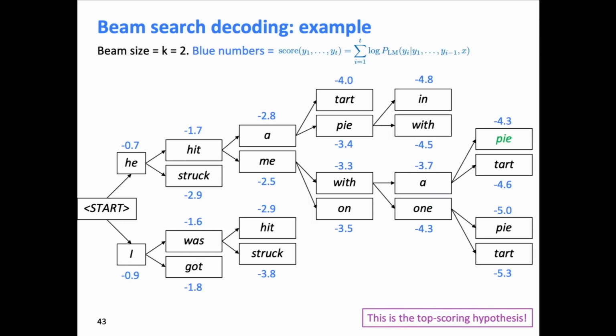And I'm going to tell you more in a moment about what exactly the stopping criterion is. But let's suppose that we stop here. Looking at the 4 hypotheses that we have on the far right, the one with the top score is the top pie one with minus 4.3. So let's suppose that we're going to stop now when we decide that this is the top hypothesis. Then all we need to do is just backtrack through this tree in order to find the full translation, which is he hit me with a pie.